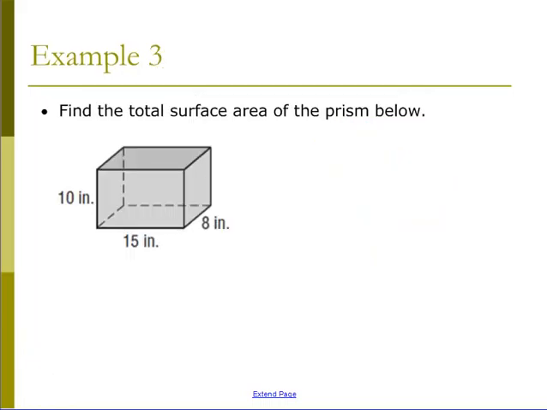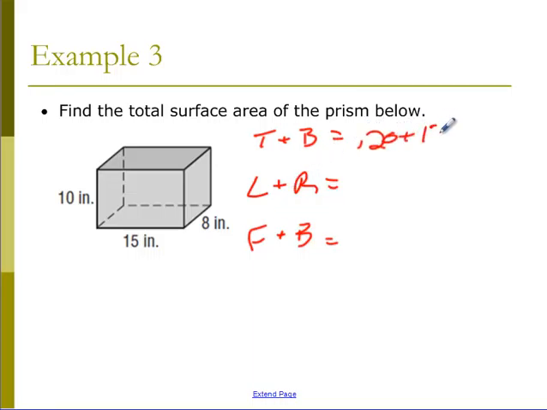Alright, and for the last example, we've got a rectangular prism again. We're going to find all 6 sides. We're going to find the top and the bottom. We're going to find the left and the right. And we're going to find the front and the back. So the top and the bottom are 15 times 8. And they're both going to be the same. 15 times 8 is 120. So 120 plus 120, or 240.